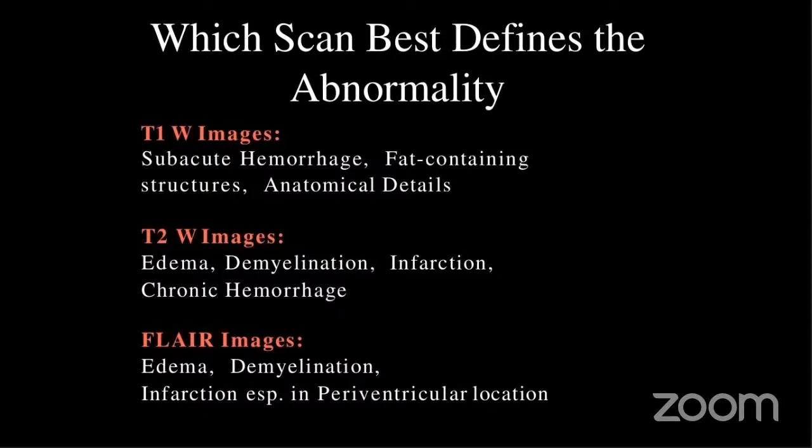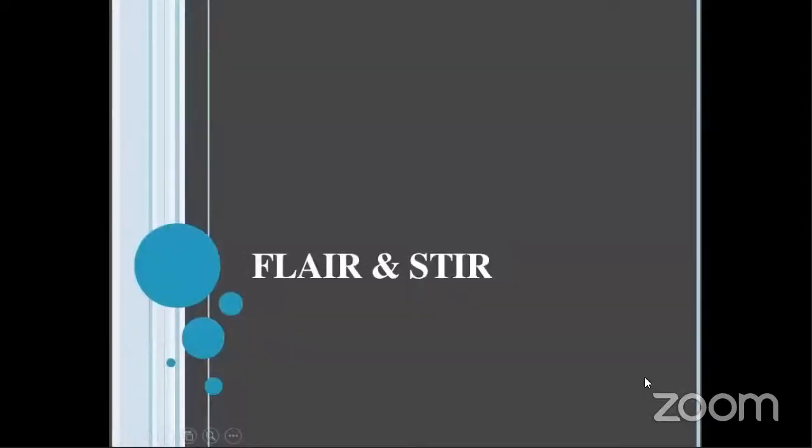Okay. T2 weighted images, if you want to see edema, demyelination, infarction, and chronic hemorrhages. FLAIR images also, fluid suppressed, to see edema, demyelination, infarctions, especially in the periventricular region. FLAIR images are very important in our multiple sclerosis imaging, right?